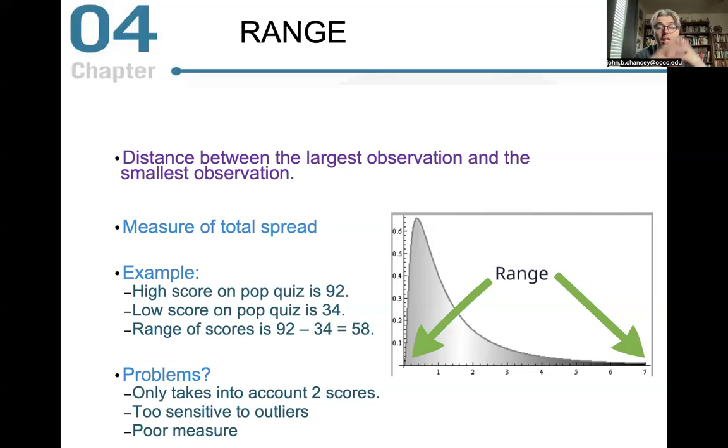Now, the problem with this is, it does tell us the spread, but we're only taking into account two scores, our high and our low. So this one is incredibly, like the mean, very much sensitive to outliers. The farther our data is spread apart, the more those outliers come into play, on both sides of the equation, big outliers and small outliers. So generally speaking, range is not the best measurement. It's kind of a poor measurement because we're only bringing in those two scores, and those outliers are really driving the bus, so to speak.